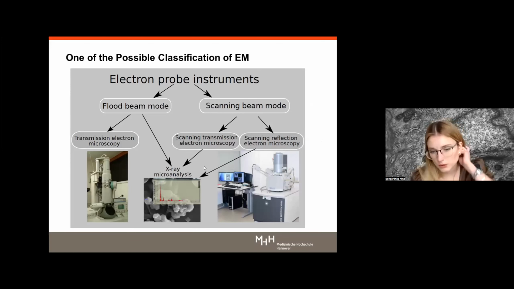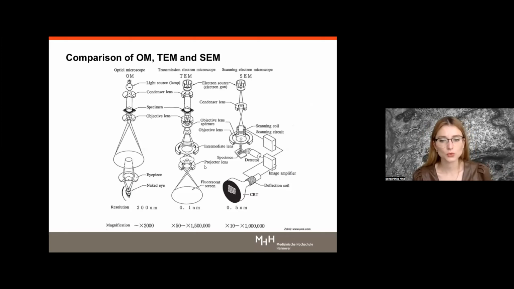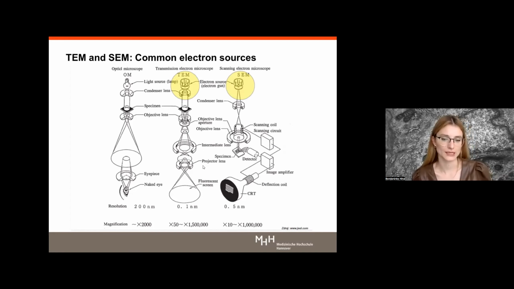So, one of the possible classifications of electron microscopy: we can group it into big groups like fixed beam mode and scanning beam mode microscopes. Transmission electron microscopy belongs to the fixed beam mode. Also, we know about X-ray microanalysis, scanning reflection electron microscopy, and scanning transmission electron microscopy. If you compare the optical microscope, TEM and SEM, what should we say? For sure, for TEM and for SEM we use another principle, another variant of specimen illumination.